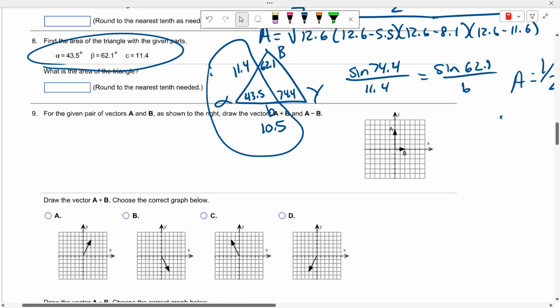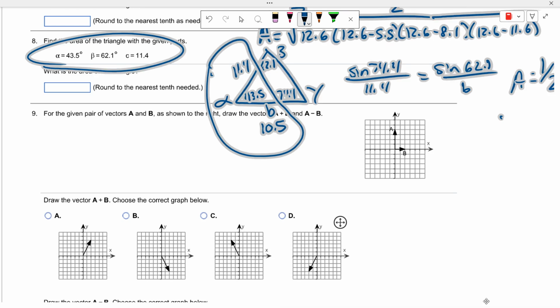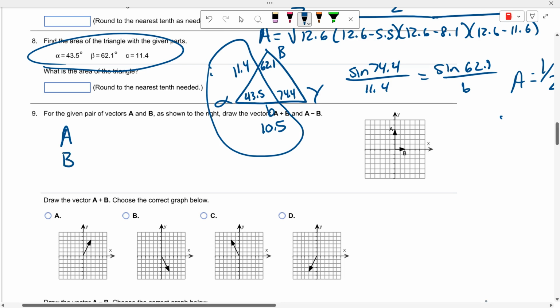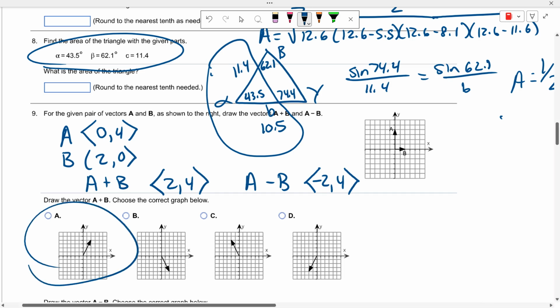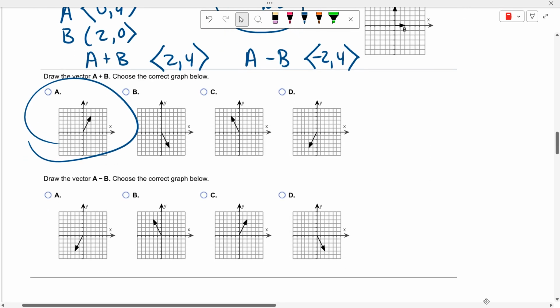Okay, vectors. This is what we did last time. I guess that was yesterday, wasn't it? What I would do is write out the original vectors. A is 0, 4. B is 2, 0. So what's A plus B going to be? 2, 4. What's A minus B going to be? -2, 4. So A plus B is 2 over, 4 up. A minus B is -2, 4.